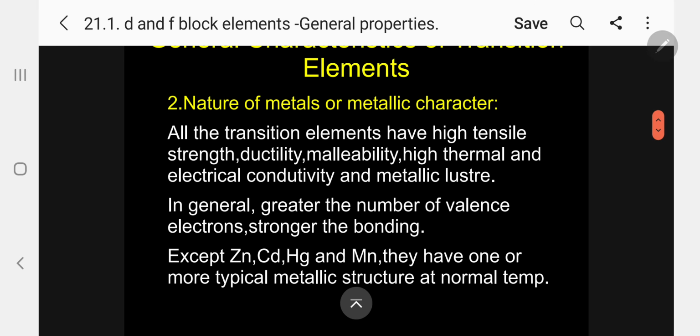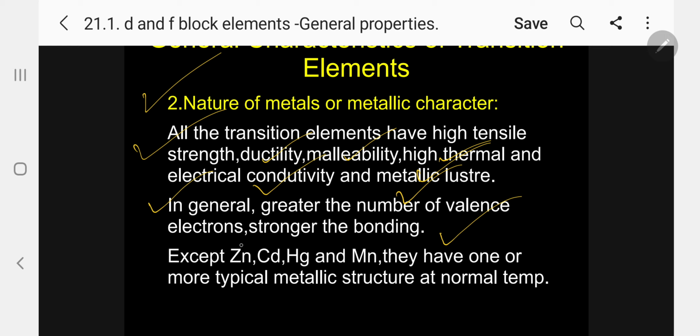Okay. Second important characteristic, nature of metals or metallic character. All the transition elements have high tensile strength, ductility, malleability, high thermal and electrical conductivity and metallic luster. In general, greater the number of valence electrons, stronger the bonding.